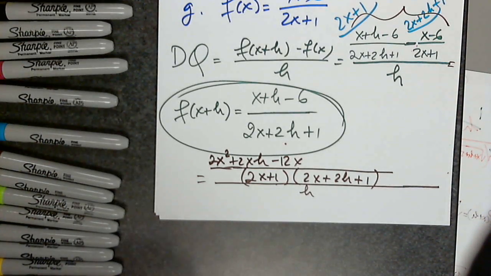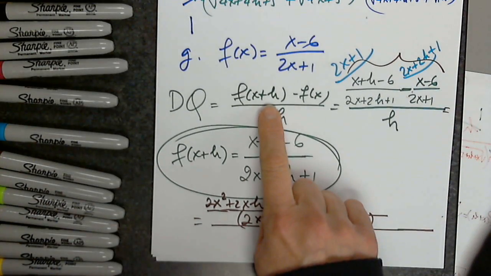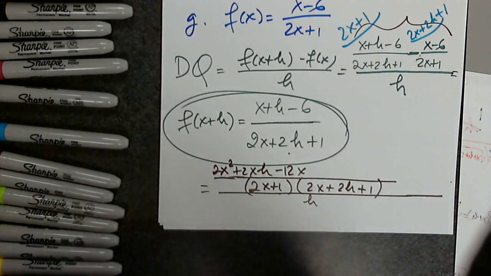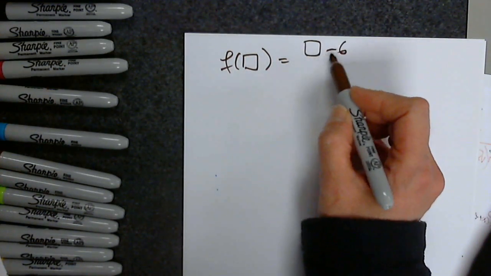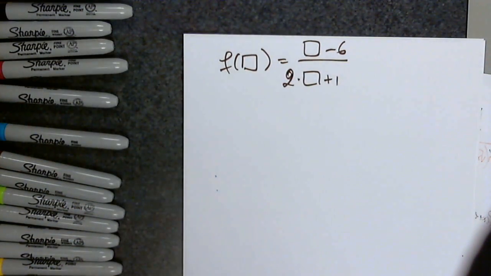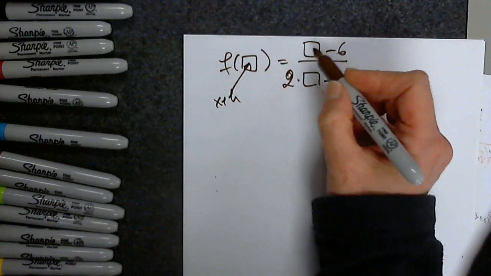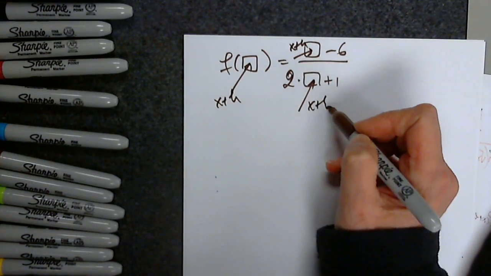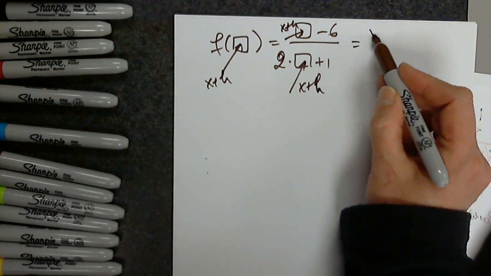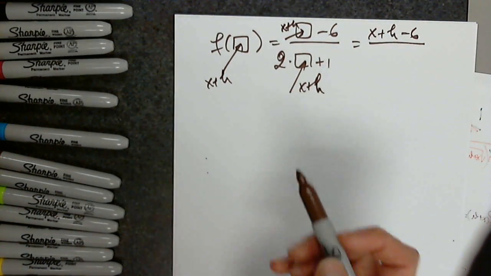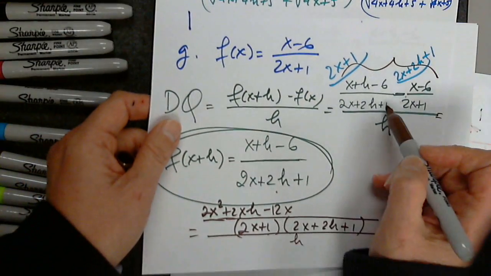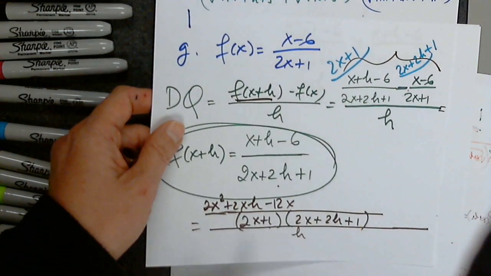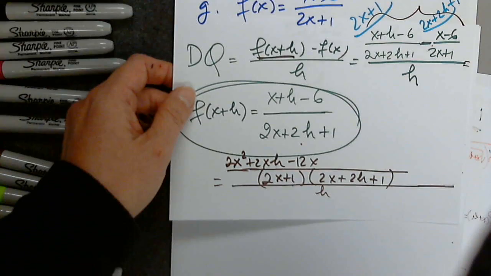No, I'm not okay with the f of x plus h. I'm trying to look at it. How did we get this one? Remember, when I look at the function f of whatever equals whatever minus 6 over 2 times whatever plus 1, if my whatever is x plus h, then this must be x plus h, and this must be x plus h. Therefore, the numerator becomes x plus h minus 6. And in the denominator, I have to distribute: 2x plus 2h plus 1. So that's how I get this piece. Better?